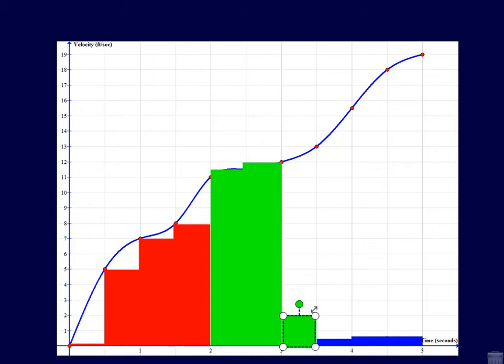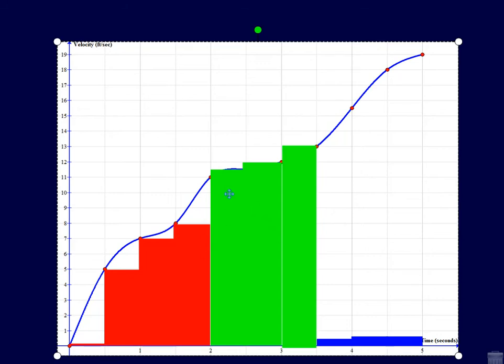So they're drawn this way. So the three green rectangles I would call right-sided rectangles because the upper right corner is the one touching the curve this time. And then this final set of blue ones I'm going to draw in a different way.